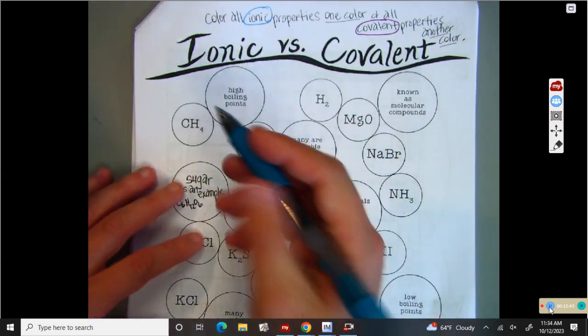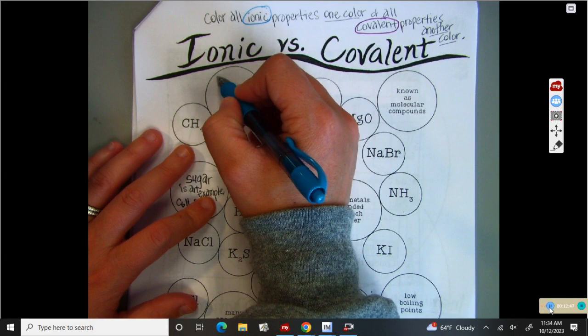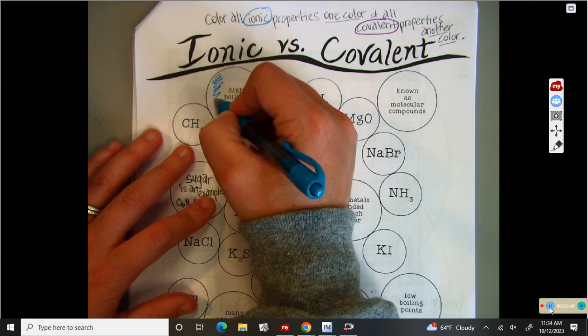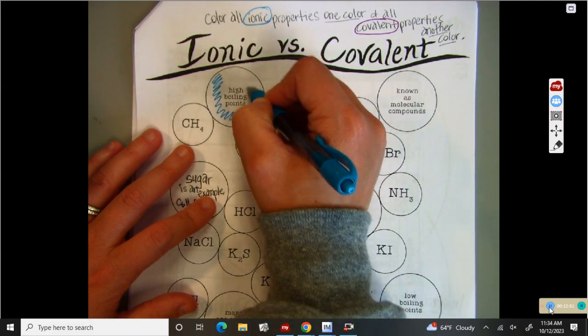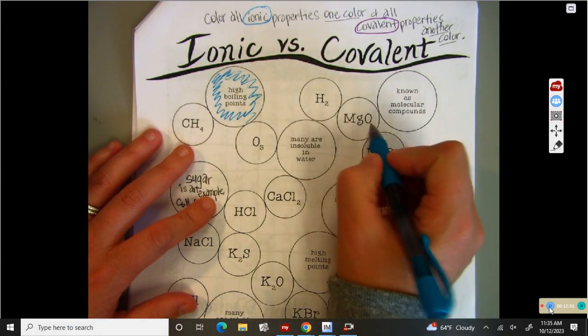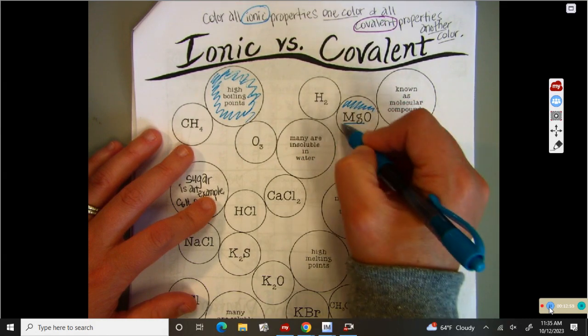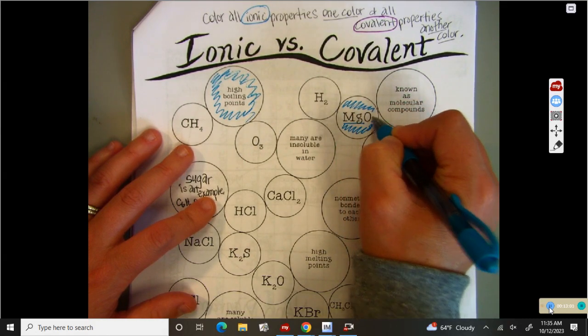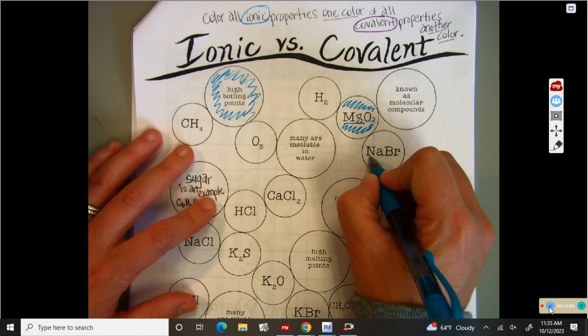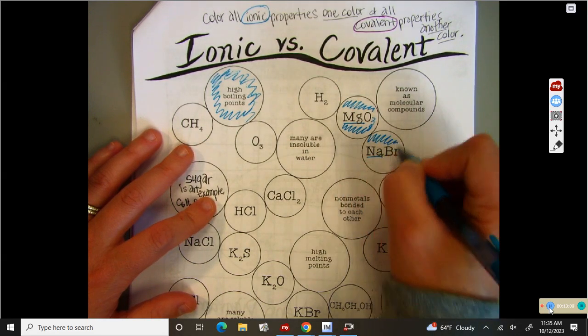So for high boiling point, I know that is ionic. So I would shade this in. High boiling point is ionic. So just shade that in. Make sure I know which color it is. MgO, this is a metal, so I know that is ionic. If I see a metal, I automatically know it's ionic. NaBr, that one right there, sodium, a metal, that's going to be ionic.